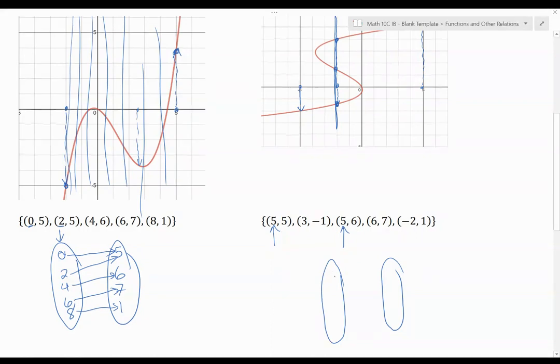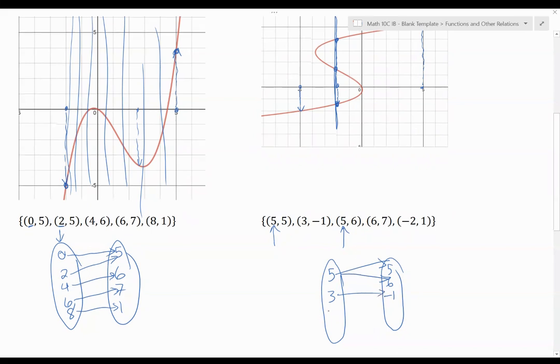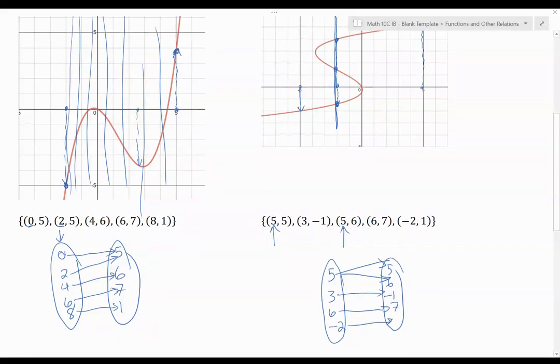Whereas in the other case, if I have 5, that can lead me to 5 or 6. If I go into the input bubble, I'm not sure which of those two arrows to follow. So 3 then goes to negative 1, 6 goes to 7, and negative 2 goes to 1.